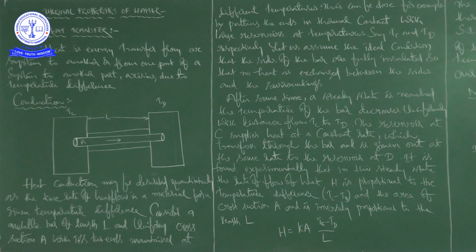Heat is energy transfer from one system to another, or from one part of a system to another part, arising due to temperature differences. What are the different ways by which this energy transfer takes place? This is the question that arises in our mind. There are 3 distinct modes of heat transfer: conduction, convection and radiation.